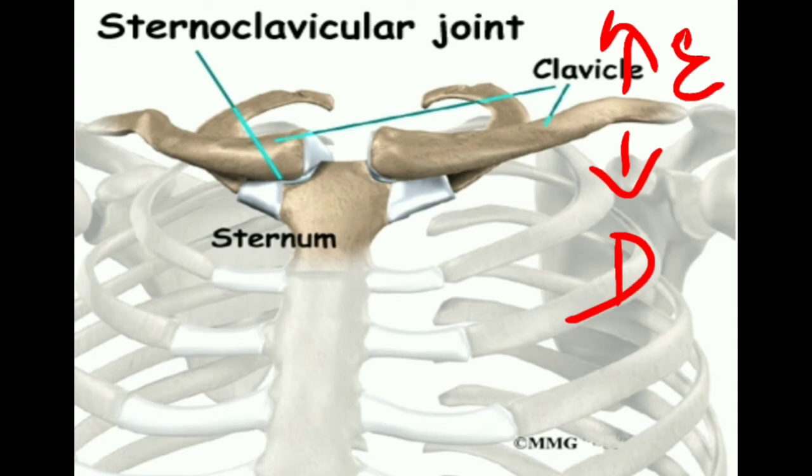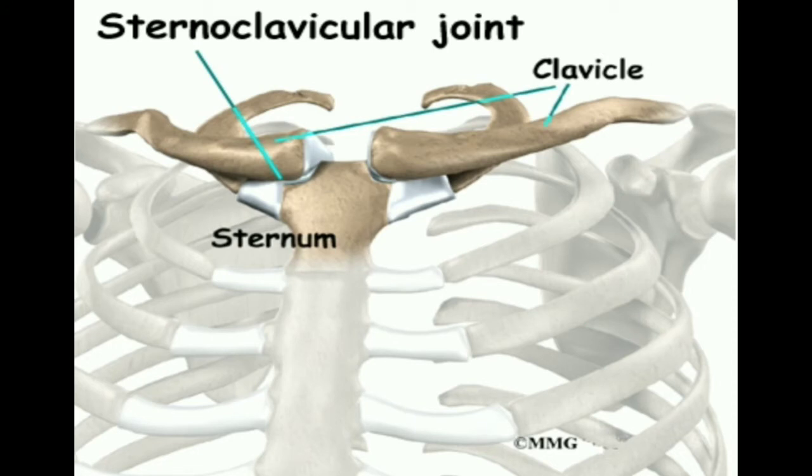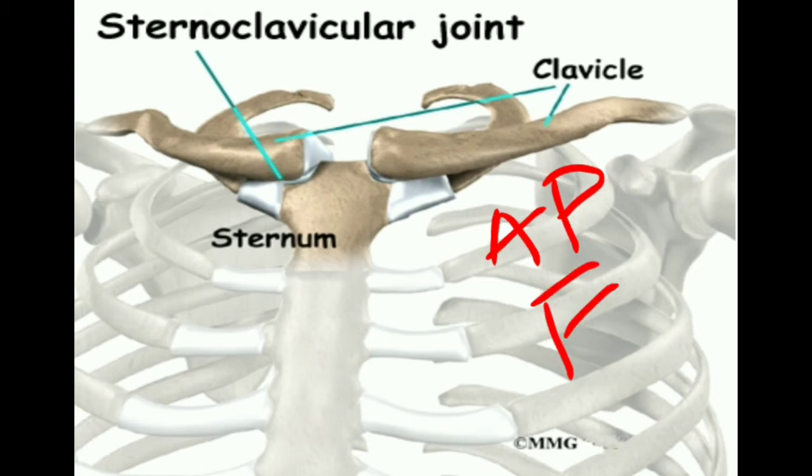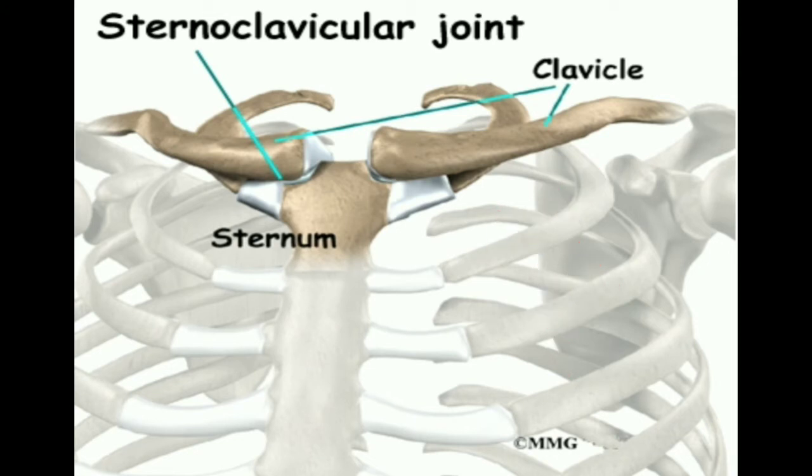So you understood? Can you tell me in which axis the movement is happening? The movement is happening in the AP axis. So this would be in the frontal plane. But this is not the complete picture. If we look, the clavicle actually has a saddle shaped articular surface.